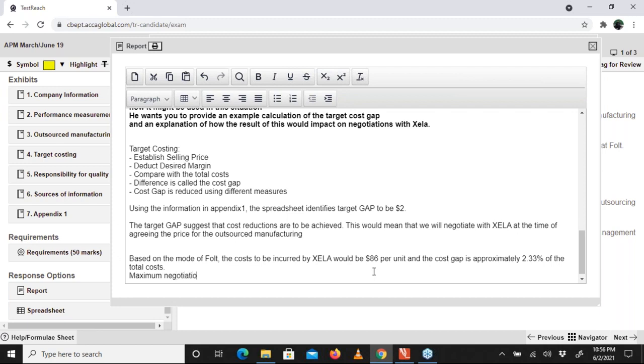Maximum negotiations should be done with Zela to fetch the product at even less than $84, giving fault the margin for error, if any. Because you see, your own costs have been incorporated: the designing cost is yours, the packaging and delivery cost is yours, the software cost is yours, and the rest of the cost belongs to them. So what you got to do is make sure that you try to reduce these costs to the maximum possible extent.